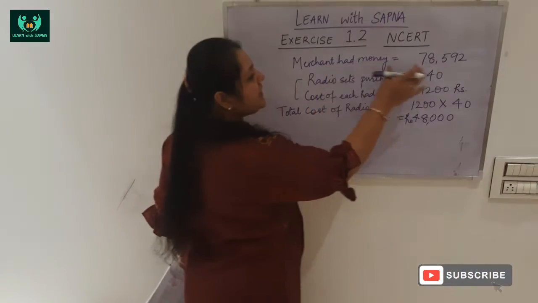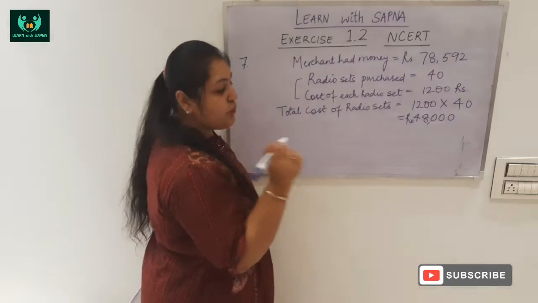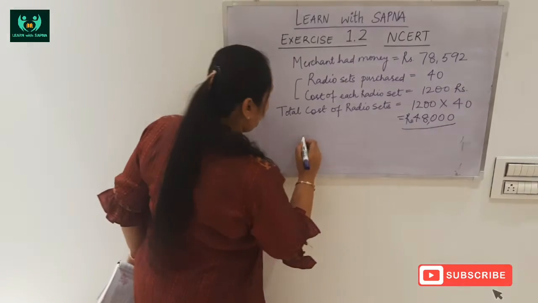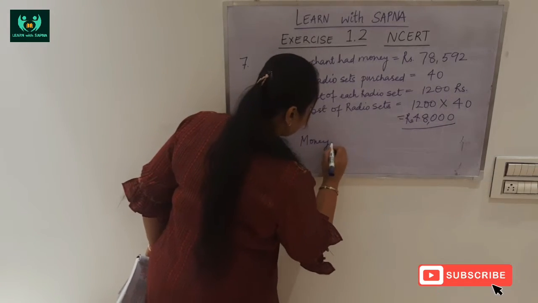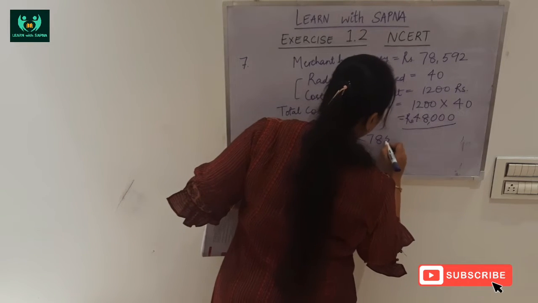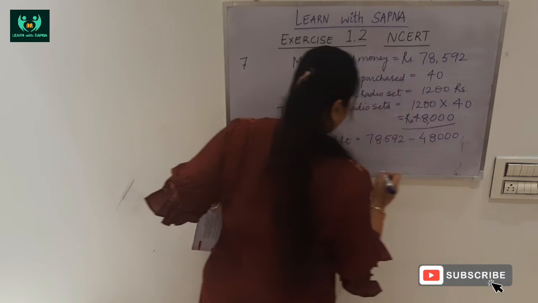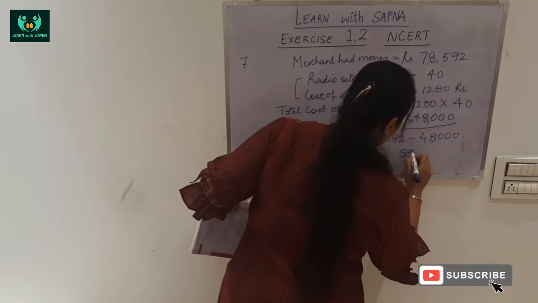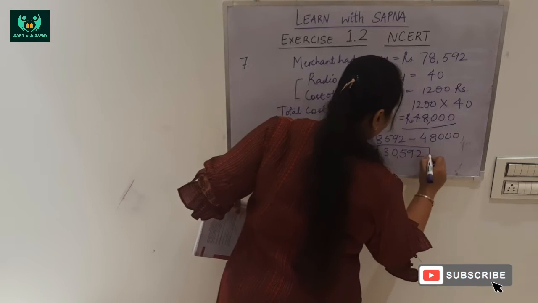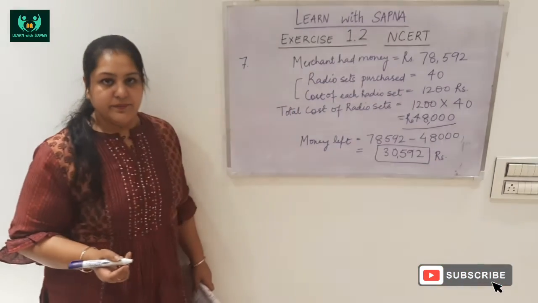Now how much money she initially had? She had 78,592. This much money she spent on radio sets. So the money left with her will be what? 78,592 minus 48,000, which will be what? 592, 8 minus 8, 0 and 30. 30,592 rupees will be left with her.